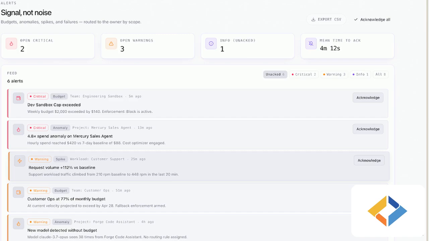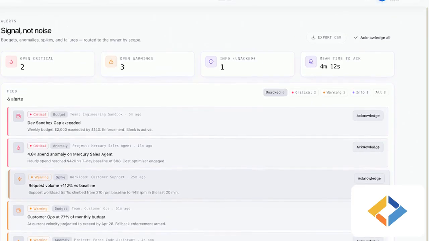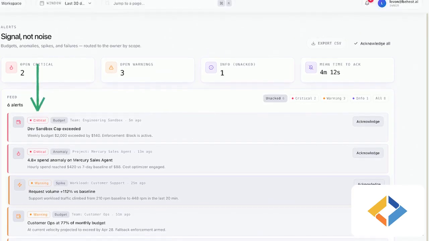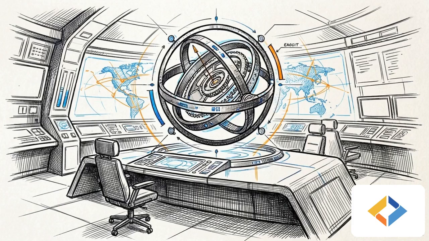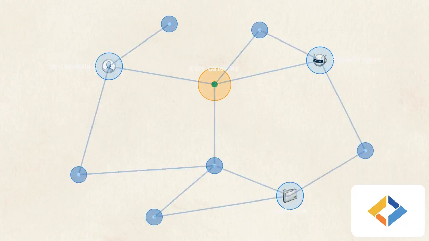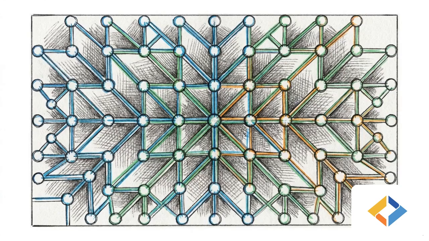Whenever there is a massive spike in volume or a budget cap is exceeded, the platform routes a critical signal directly to the relevant project owner. Behest gives companies a true command center. It allows teams to experiment and build with AI, while the organization maintains strict authority over its data, infrastructure, and bottom line.